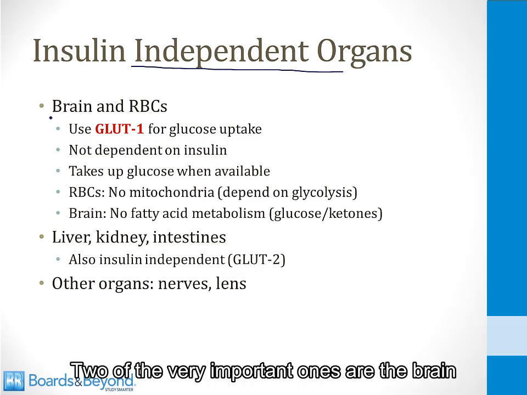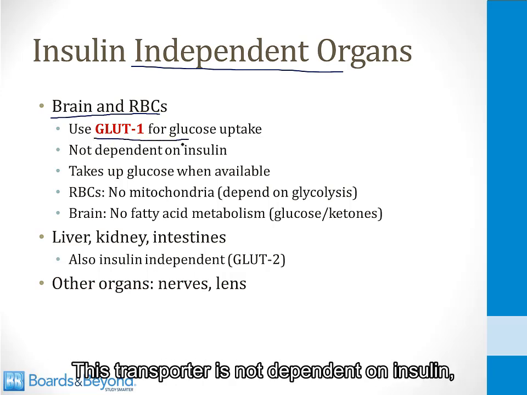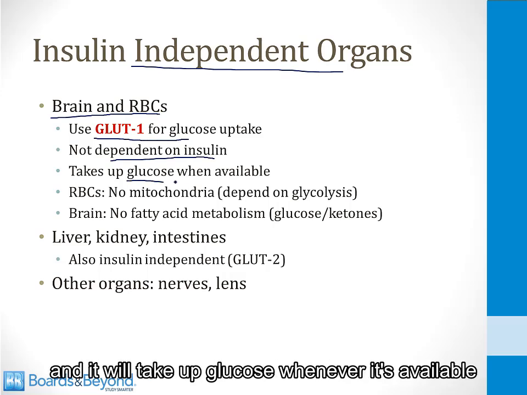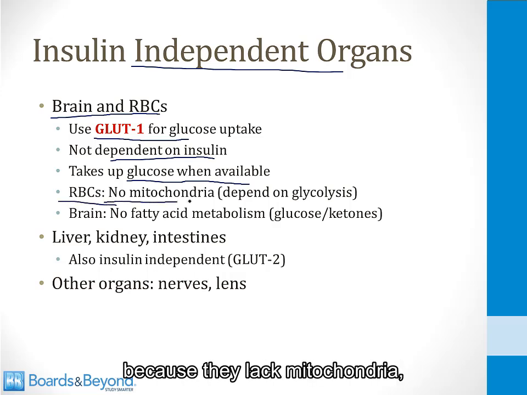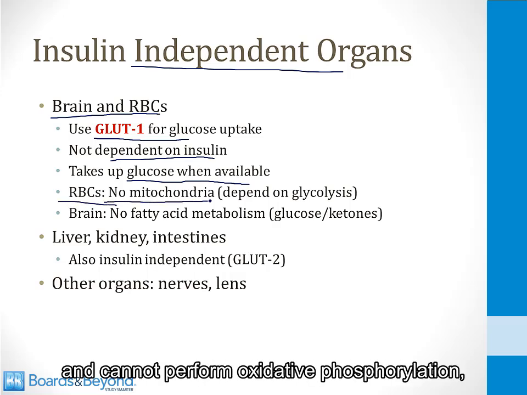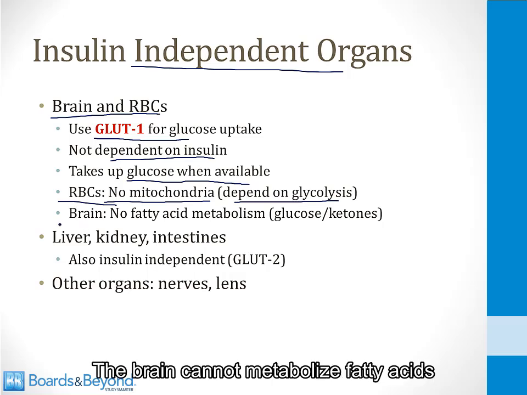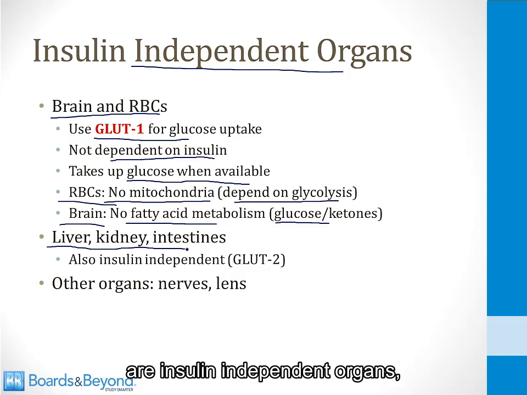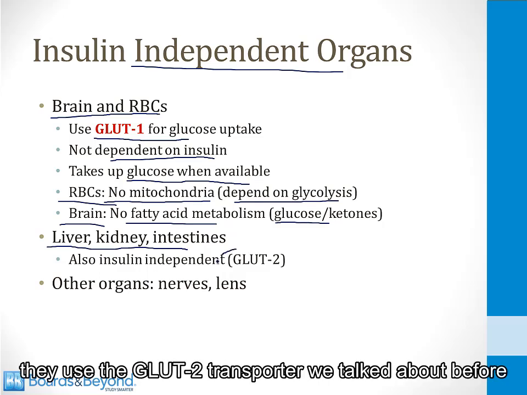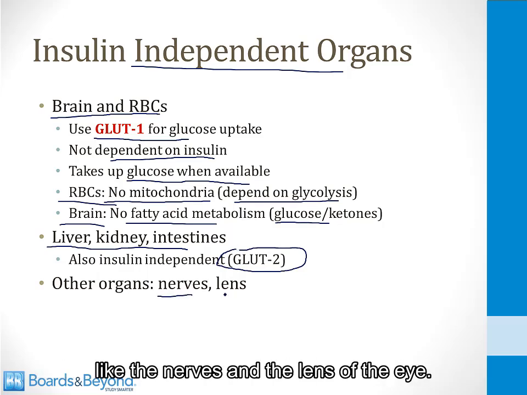Two of the very important ones are the brain and the red blood cells, which use the GLUT1 transporter for glucose uptake. This transporter is not dependent on insulin, and it will take up glucose whenever it's available in the plasma. This is important for red blood cells because they lack mitochondria and cannot perform oxidative phosphorylation, so they are entirely dependent on glycolysis to meet their energy needs. The brain cannot metabolize fatty acids, so therefore it is dependent on glucose and ketone bodies. Also, the liver, kidney, and intestines are insulin-independent organs. They use the GLUT2 transporter we talked about before, and many other organs are also insulin-independent, like the nerves and the lens of the eye.